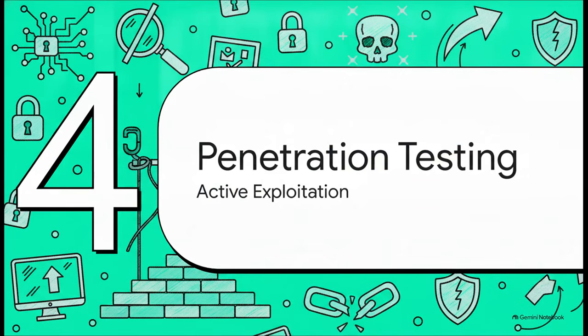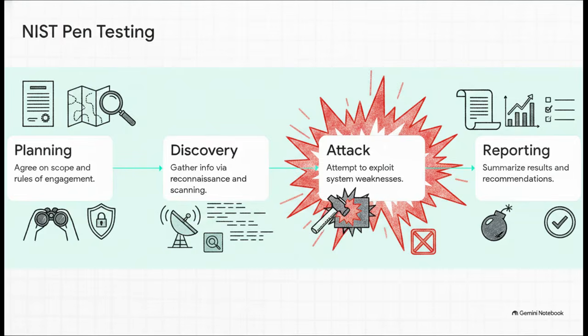Section 4. The penetration testing process. Now we step beyond passive scanning into active exploitation. This is the realm of the penetration test, where you actually attempt to defeat security controls. The NIST framework outlines this process in 4 distinct phases. It begins, crucially, with planning. This is where you establish the rules of engagement, scope, and get that explicit management authorization.